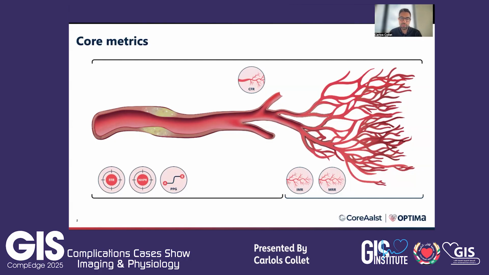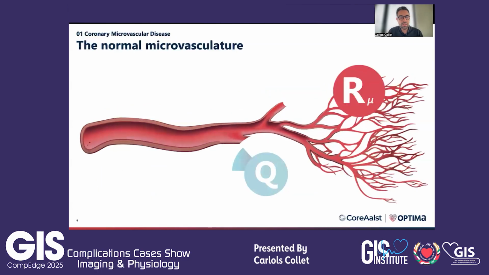The previous one has been discussed previously, which is basically the use of FFR, resting indexes, and very importantly, the emergence of pullback-based metrics like the PPG that will basically be redefining the way that we look at coronary artery disease. But when we think about the microcirculation, there are a couple of other metrics that are of importance, and I'm going to specifically focus on CFR and IMR. We're going to start with CFR.